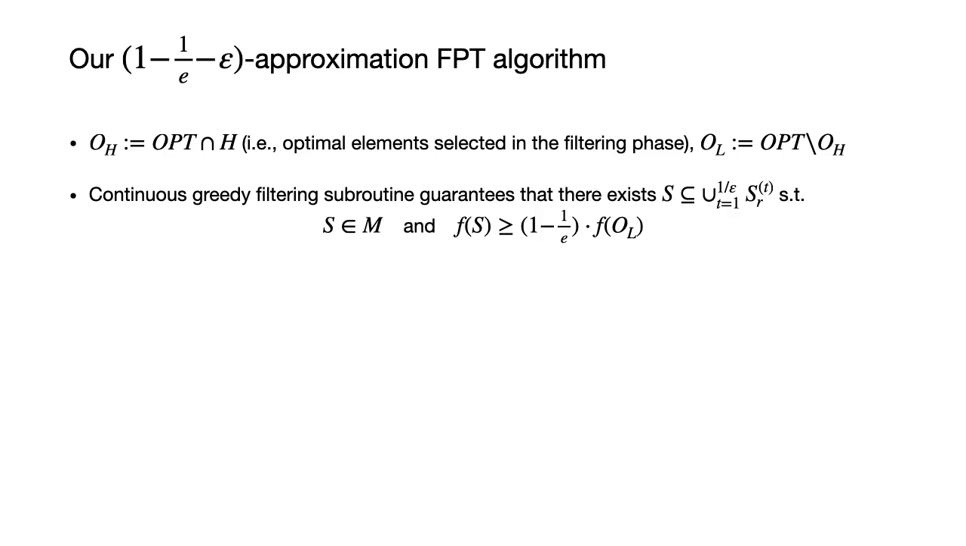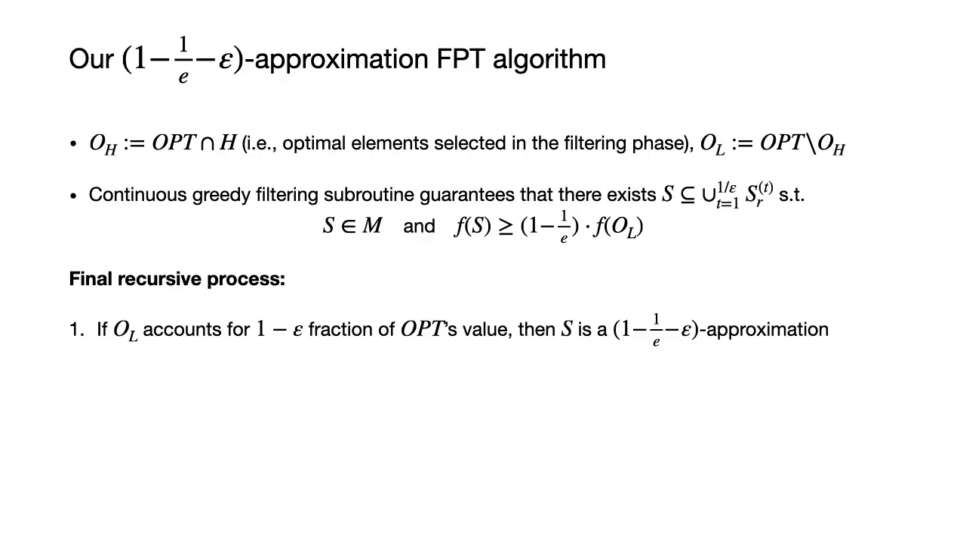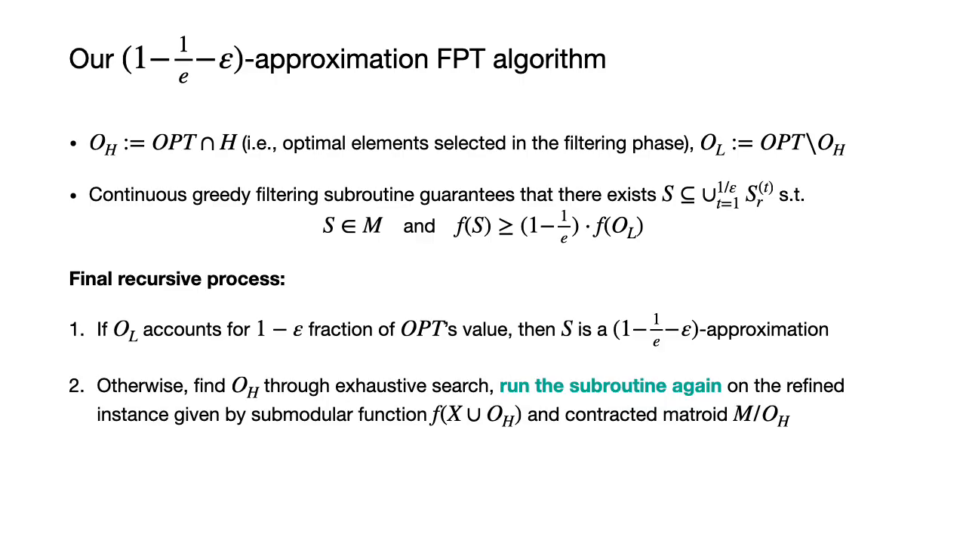Our near 1 minus 1 over e approximation FPT algorithm applies this subroutine recursively as follows. If OL already accounts for a 1 minus epsilon fraction of the optimal value, then by the above guarantee we know that S is already a near 1 minus 1 over e approximation, so we are done. Otherwise, we identify OH through exhaustive search and run the subroutine again on the refined instance given by the submodular function f of X union OH and the matroid contracted by OH. Then we repeat the above step for 1 over epsilon times.